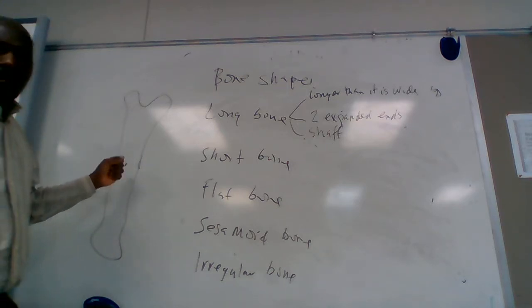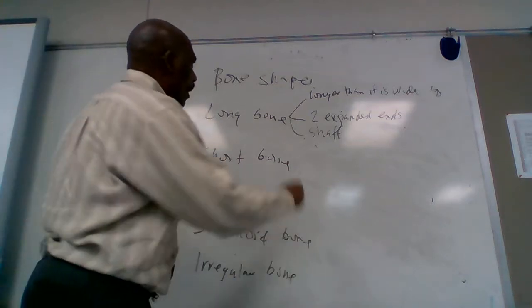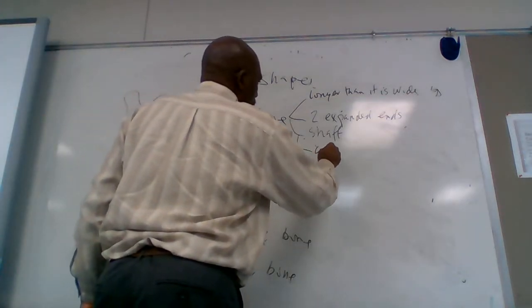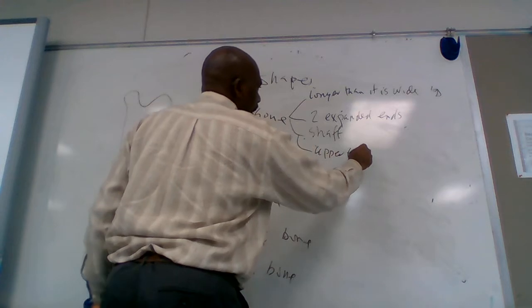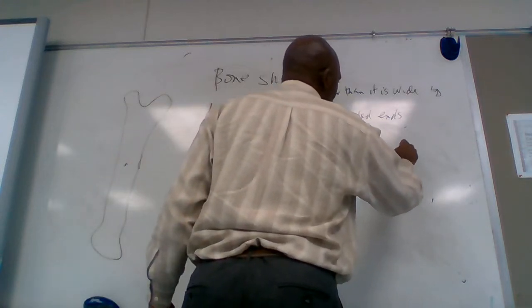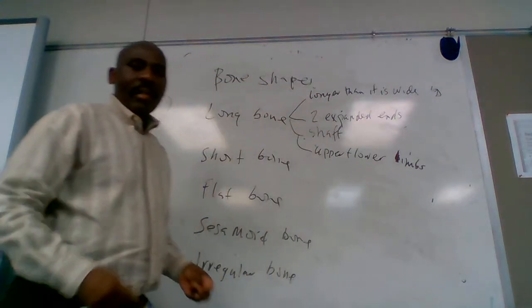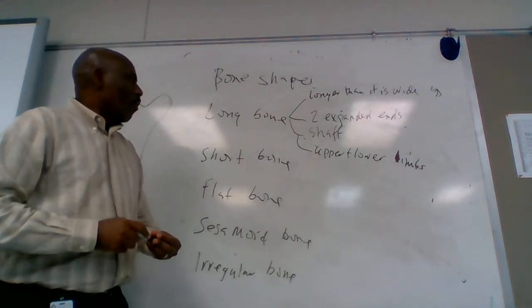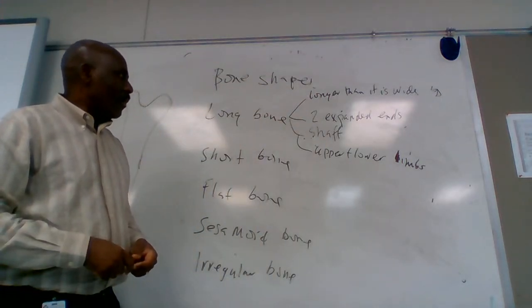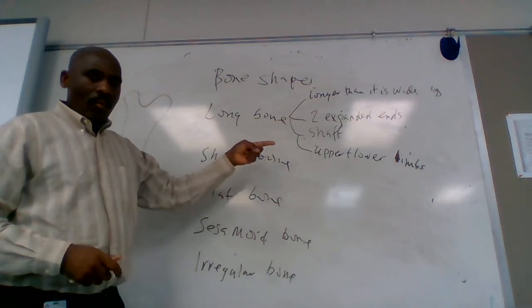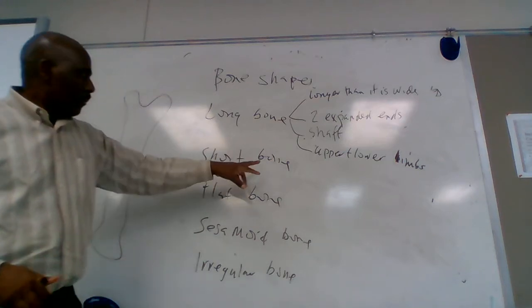Where will you find long bones in the human body? Upper and lower limbs. You find long bones in the upper and lower limbs. We will talk a little bit more about that when we do the skeletal system.